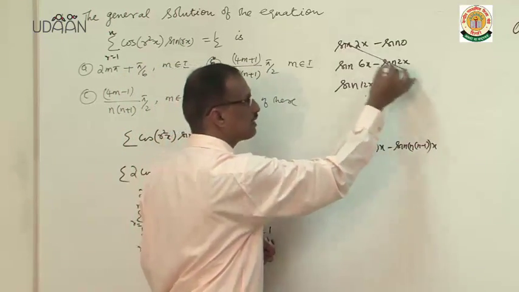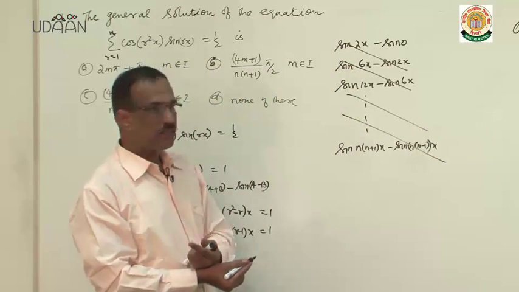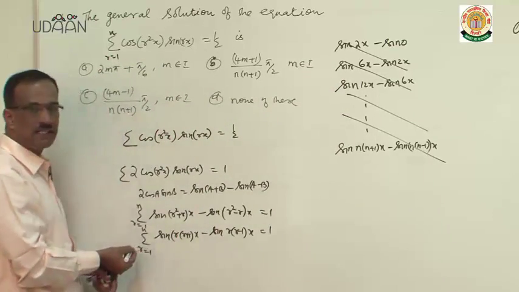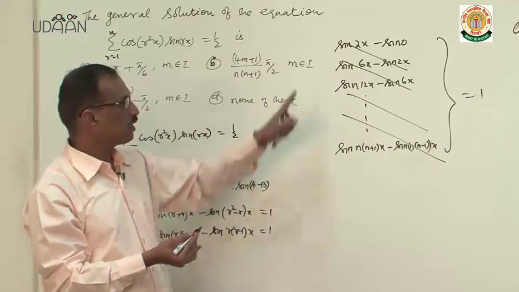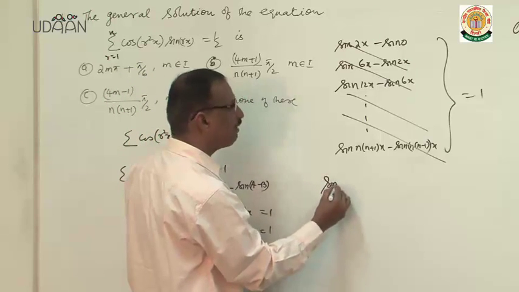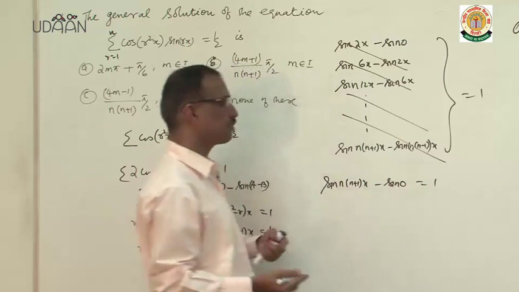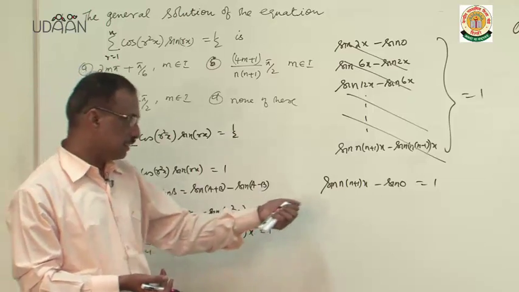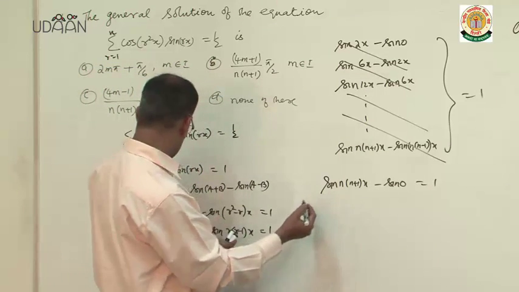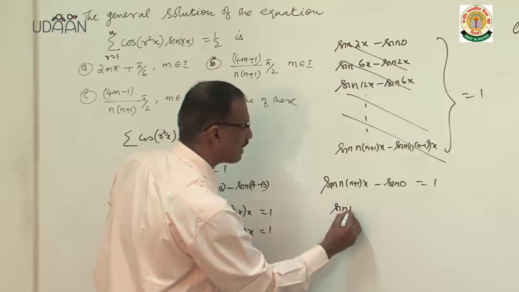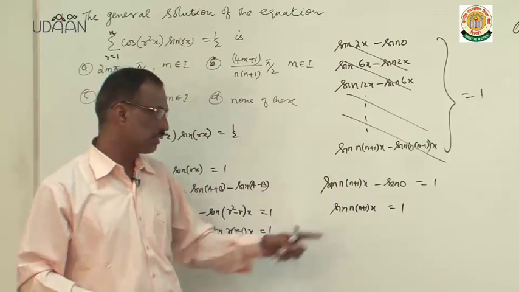Now, see that these terms get cancelled. This is a sum because sigma is here. If you add up, the whole thing equals 1, as given to us. So, what remains? Sin of n into n plus 1 x minus sin 0 equals 1. So, we get sin n into n plus 1 x equal to 1, because sin 0 is 0.